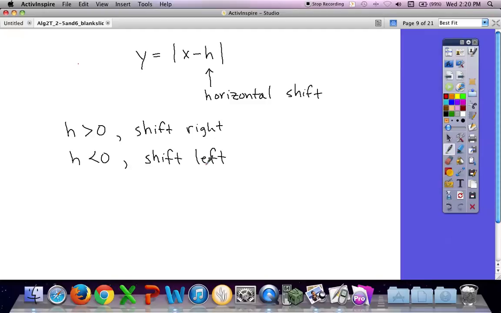It's kind of the opposite of what you want to do, right? You think in your mind, well, when it says minus, I should go to the left. But you don't. You go to the right.